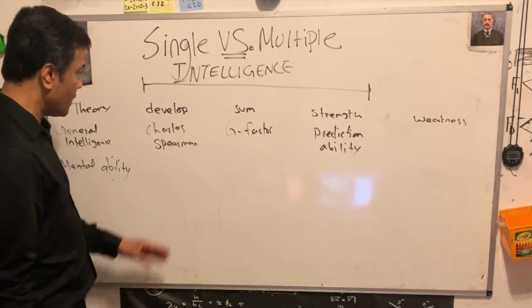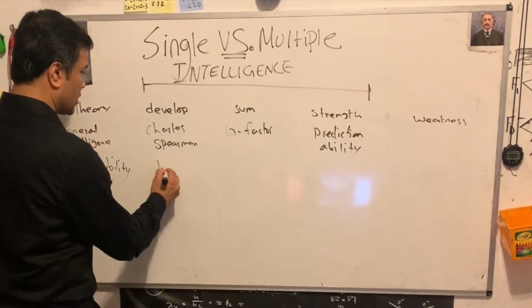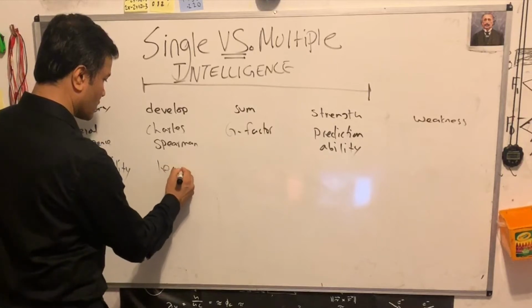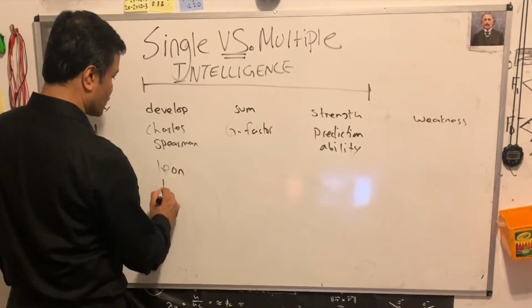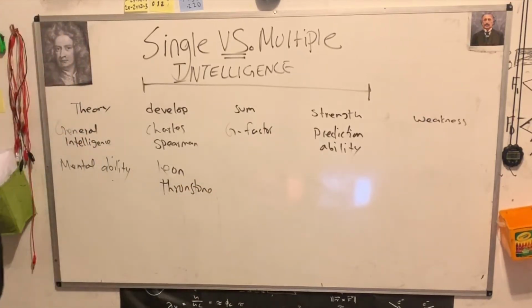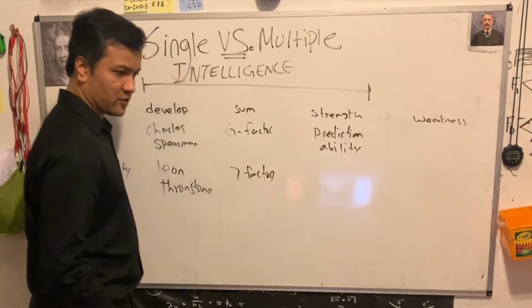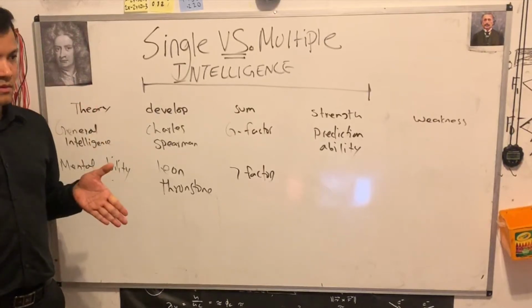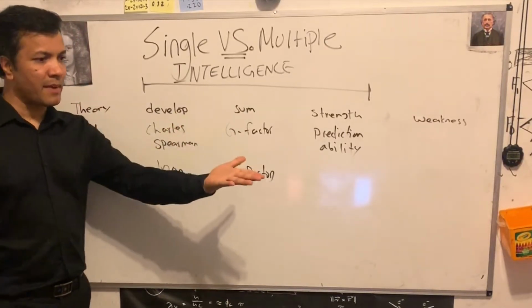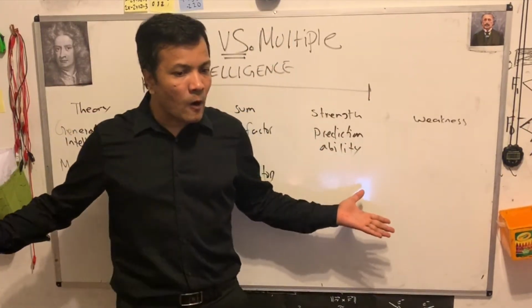Does that make sense? Now, who developed it? Louis Leon Thurstone. He created 7 factors. That means more than 1. Then he said that you are good in math, and that's all you need to measure.